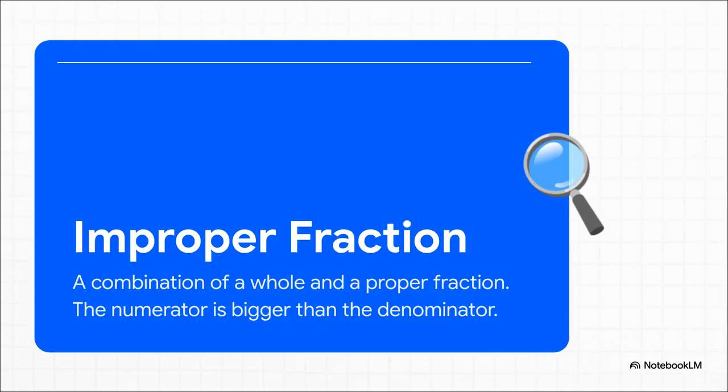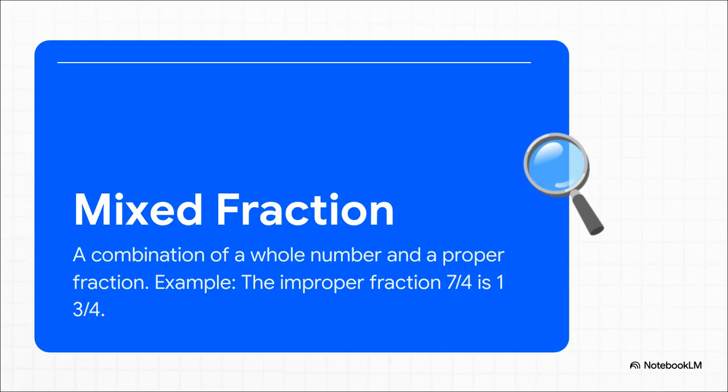Now, an improper fraction, like 7/4, is when you have more than one whole. Think of it this way. A pizza is supposed to have 4 slices, right? But what if you have 7 slices? Well, that means you've got one whole pizza and a few extra slices left over. And that leads us perfectly into mixed fractions. A mixed fraction is just a much friendlier way of writing that improper fraction. So instead of saying 7/4, we can just say 1 3/4. It clearly shows you the full whole pizza and the fractional part you have left.